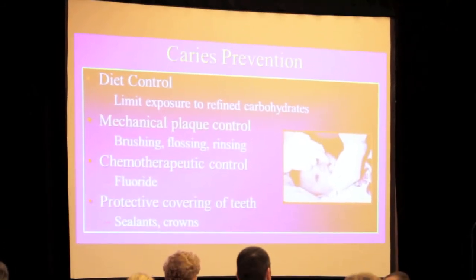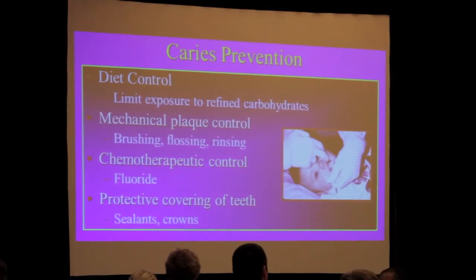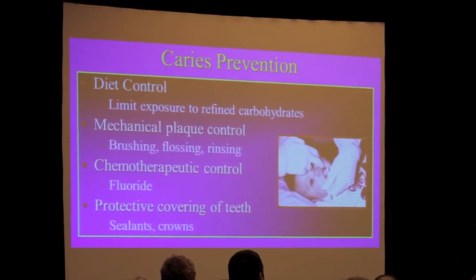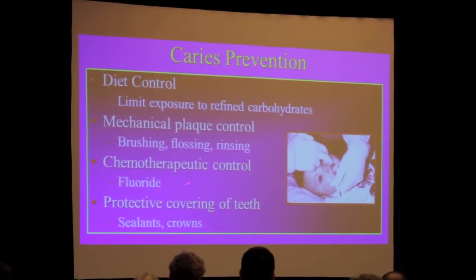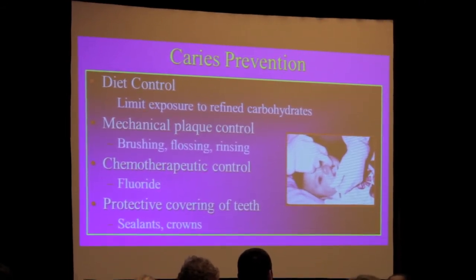But if you drink bottled water all the time, most of that doesn't have fluoride in it or doesn't say. You don't know. But there are ones out there you could buy that have fluoride in them. And toothpaste and rinses. Fluoride is probably the single most effective thing for caries control that we've got, especially for this population. Protective coverings, sealants, crowns.